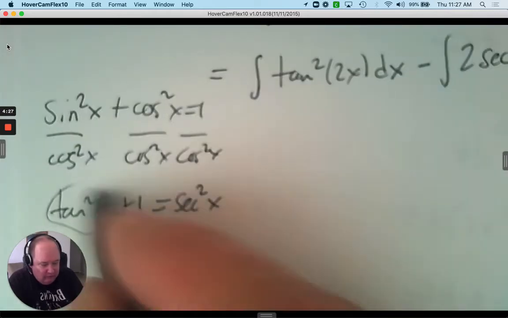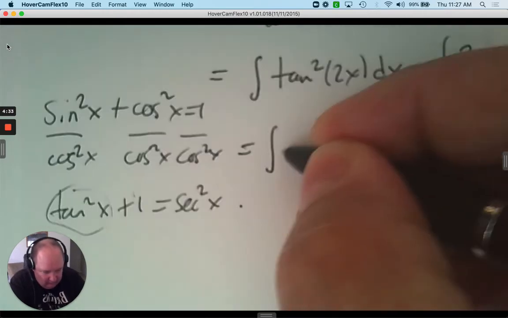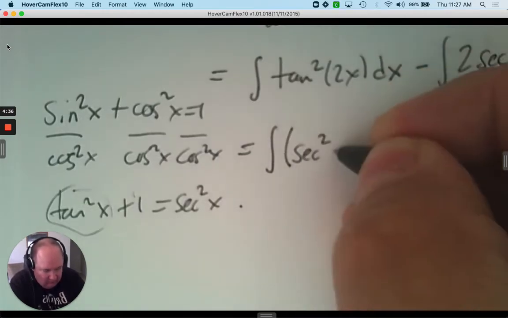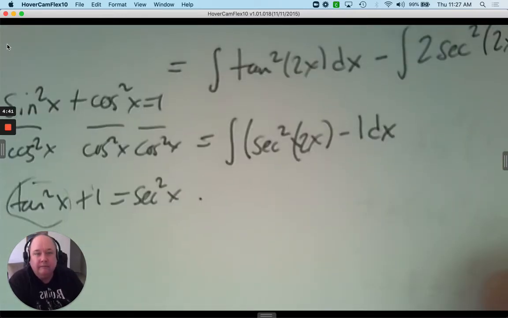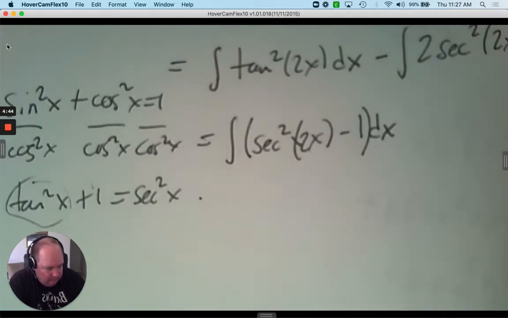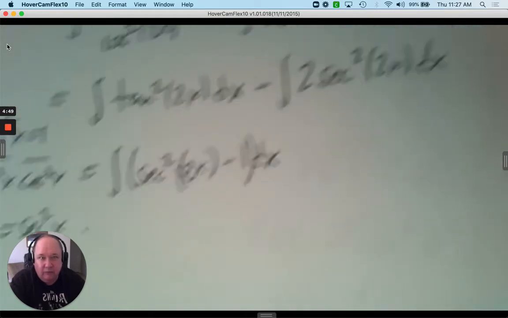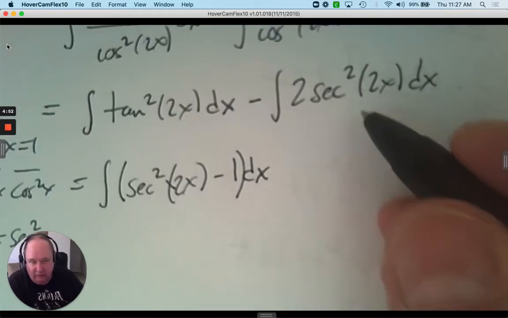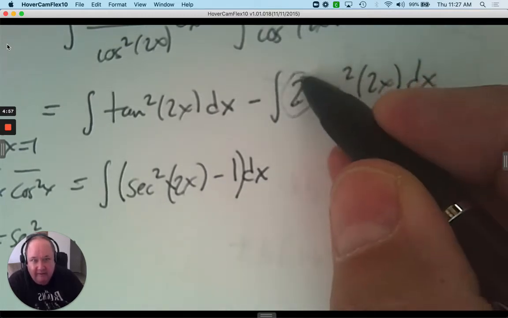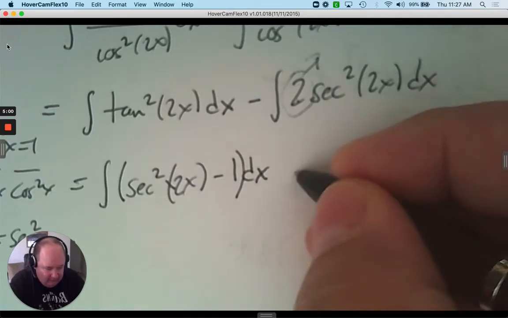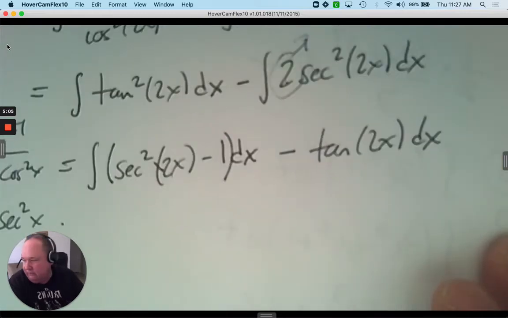So I'm going to do a substitution. I'm going to subtract 1 and then take out tangent squared. So tangent squared is really secant squared 2x subtract 1. The second one, we have an antiderivative rule for secant squared, so this one's ready to go. The derivative of 2x is 2, so the hook is right. And then the antiderivative of secant squared is tangent. So this is just tangent 2x. So that's nice and simple.